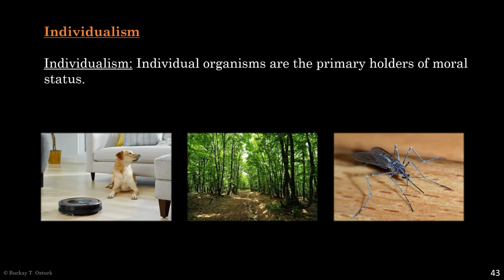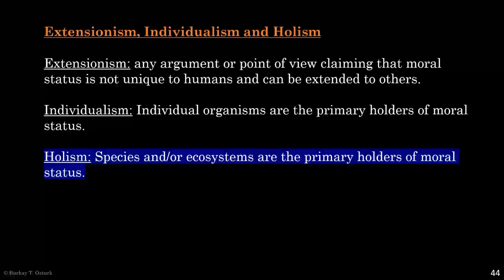After all, some mosquitoes carry diseases such as malaria, which are directly responsible for nearly 1 million human deaths every year. If you're an anthropocentrist, you might believe that those mosquitoes have no moral value and should be eradicated. The alternative to individualism is holism, the idea that species or ecosystems are the primary holders of moral status.